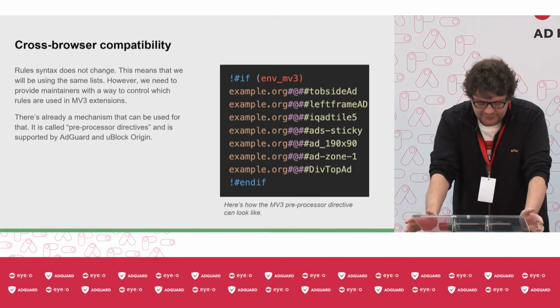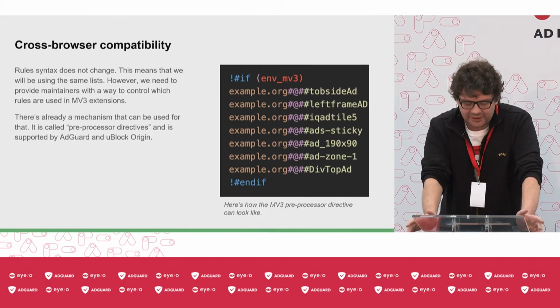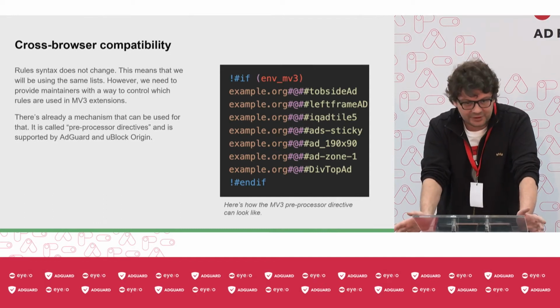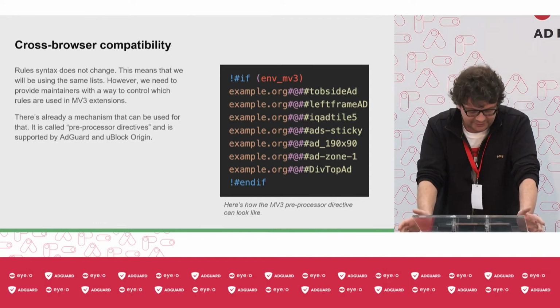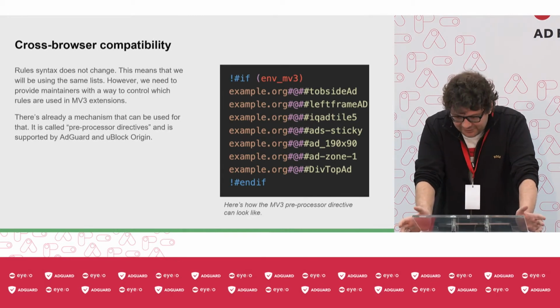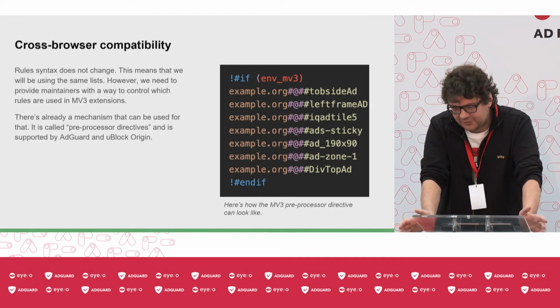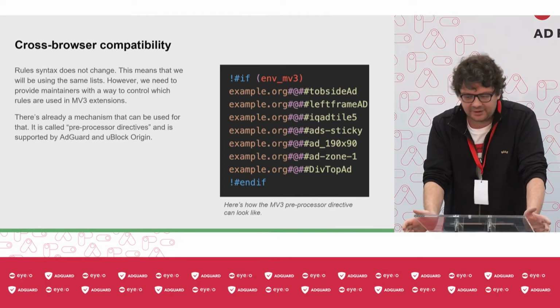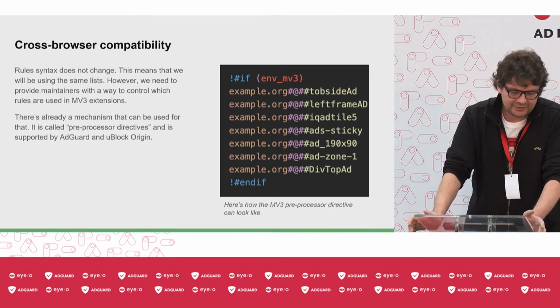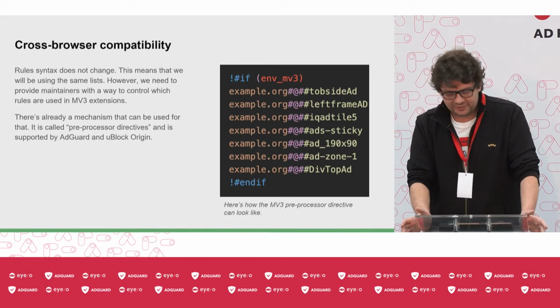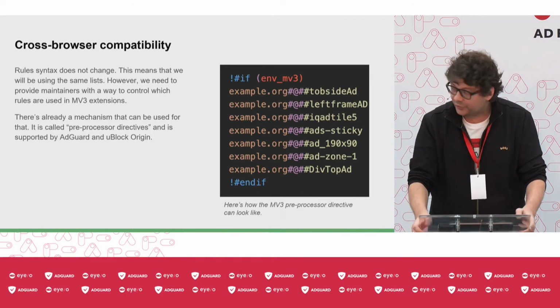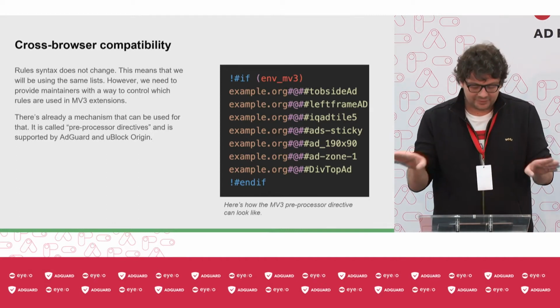That's why we developers need to provide maintainers with a way to control which rules are used in MV3 extensions and which aren't. And fortunately, there is already a mechanism that can be used for that. It is called preprocessor directives, and it is supported by AdGuard and by uBlock Origin. And I really hope that other content blockers will also support it because, well, I think that it is very important at this point when we have such a split.